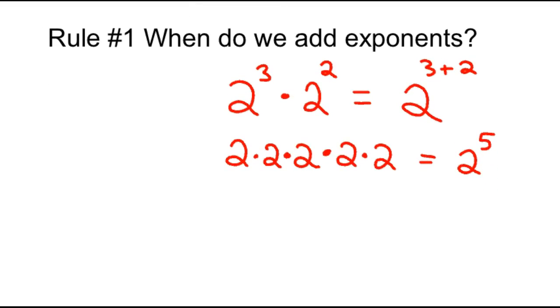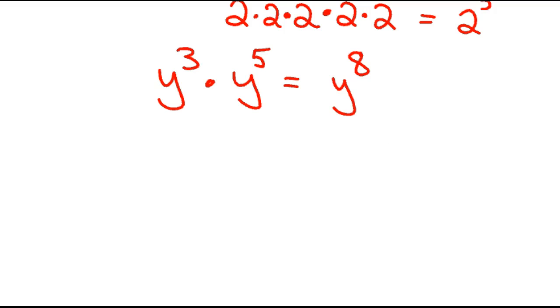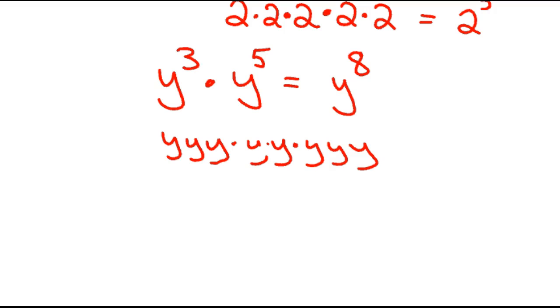So let's do it, and it doesn't matter what your base is. Let's say we had y to the third times y to the 5th. Well, again, that would be y to the 8th, because we can just add them. Just to prove that, that'd be y times y, so 5 of them and 3 of them. If you count those up, we'd have y to the 8th.